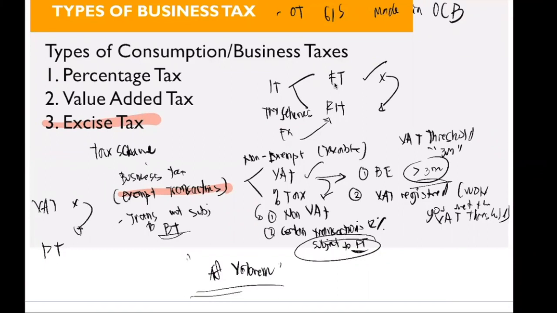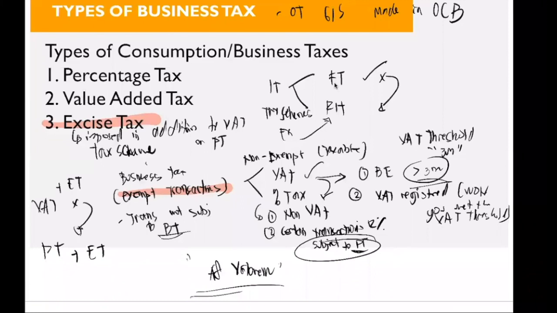When we say ad valorem, it adds to the value of your particular tax. So instead of having VAT or percentage tax, it's either VAT plus excise tax, or percentage tax plus excise tax, because it is considered ad valorem. So in short, it is imposed in addition to VAT or percentage tax. So you are already taxed under VAT or percentage tax, but in addition to that, you are taxed at excise tax. Okay, so that is your excise tax as part of your consumption or business tax.